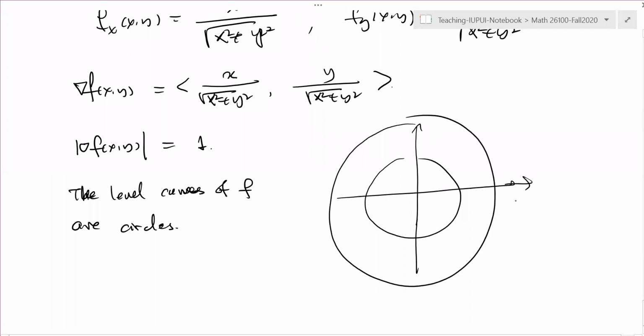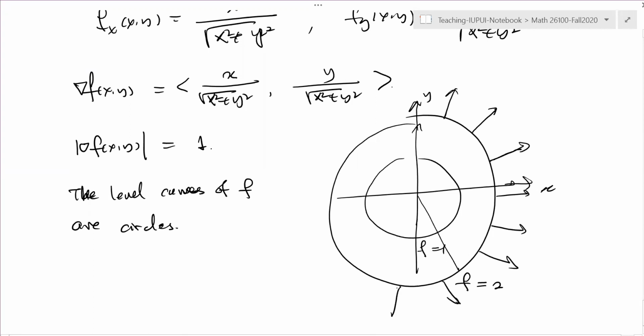Okay, and here f equals 2, for example. This f equals 1, right? So the circle was radius 1, the circle was radius 2. Okay, so how do you draw the vector field? It's perpendicular to the circle at every point. But be careful, our gradient has a constant length, so that's why I do not draw a longer one. I just always have the same size, but perpendicular to the circle.